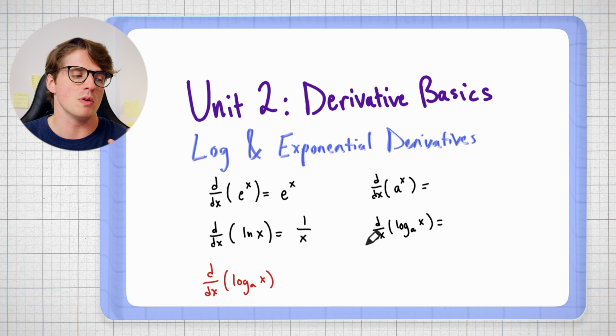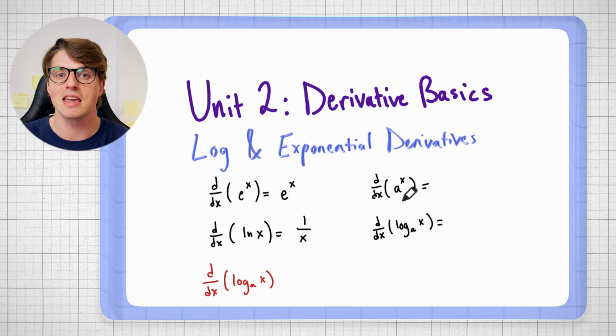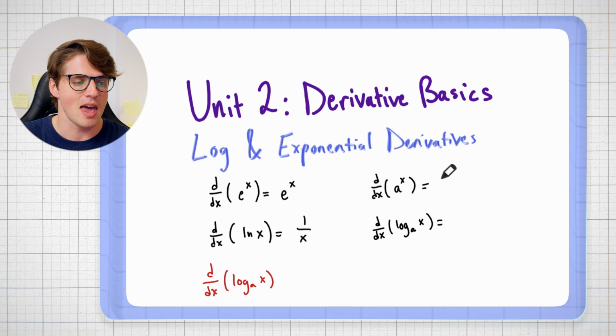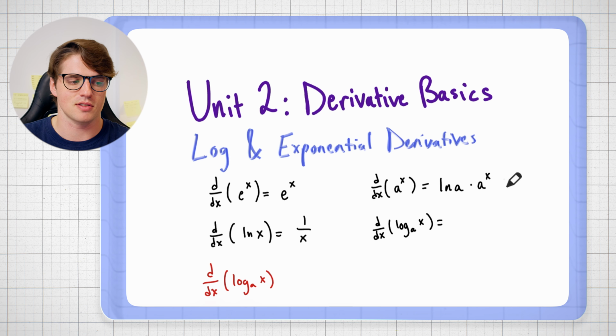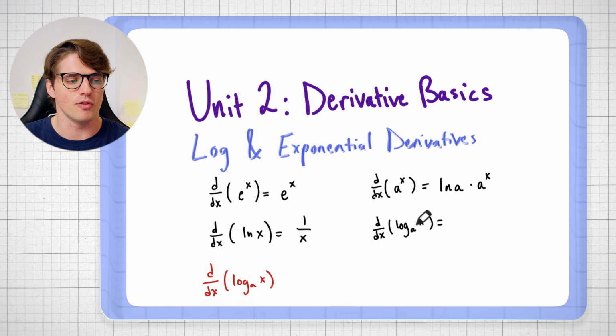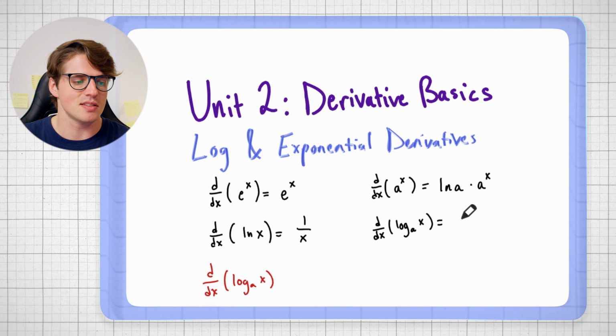Okay, now we might not have e to the x or natural log of x. We might have a to the x, which is just some number, 2, 3, whatever. And that derivative would be ln of a times a to the x. I won't show you right now where that comes from, but it's interesting where it comes from. And then we have log base a of x. And this is 1 over x ln of a.